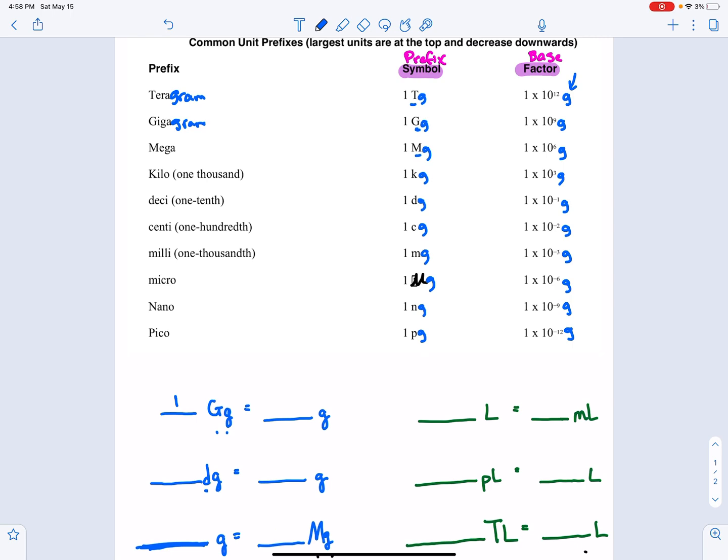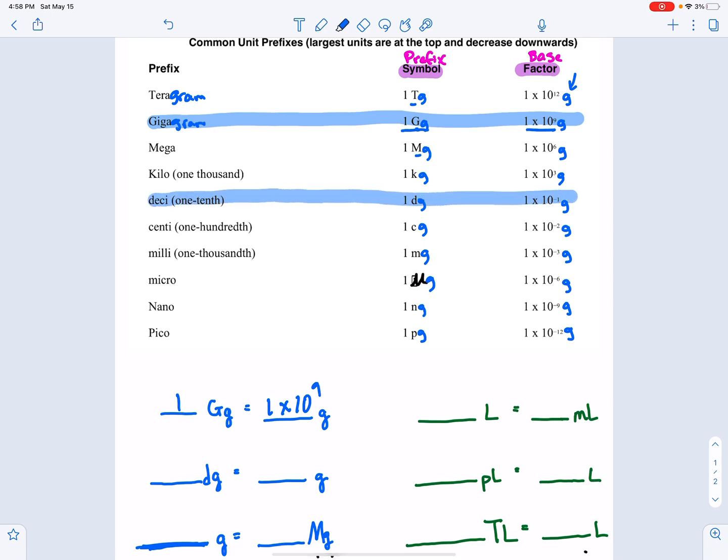But I'm going to go back and actually use the rows. So for a gigagram, it's this row right here. And you can see there's a 1 there. And then over to the right, this is the gram, 1 times 10 to the 9th. And then if I go to the deci, here's this one. Again, notice my prefix is a 1. And then 1 times 10 to the minus 1.